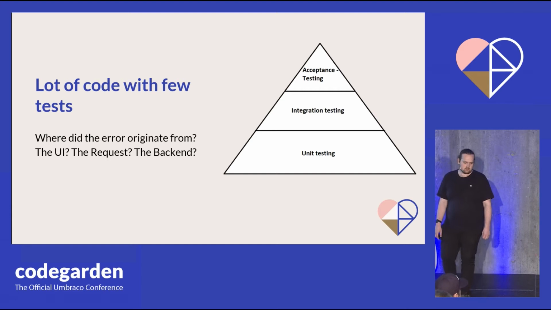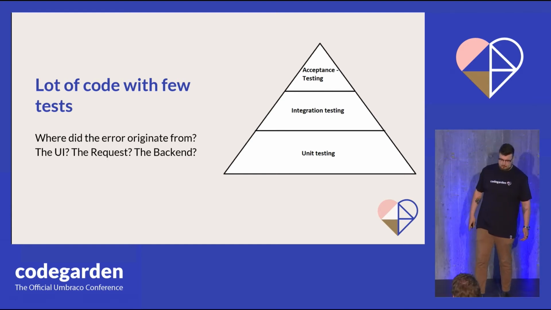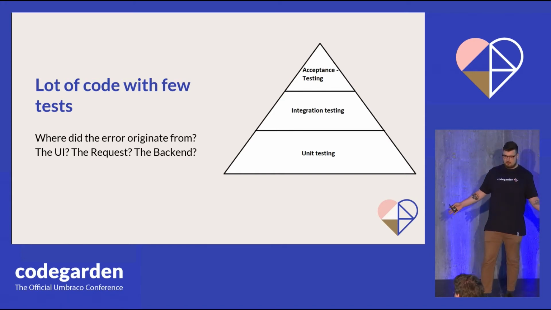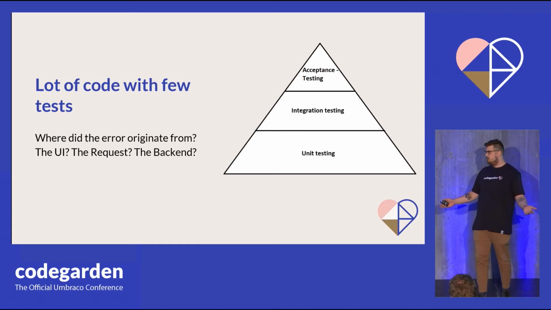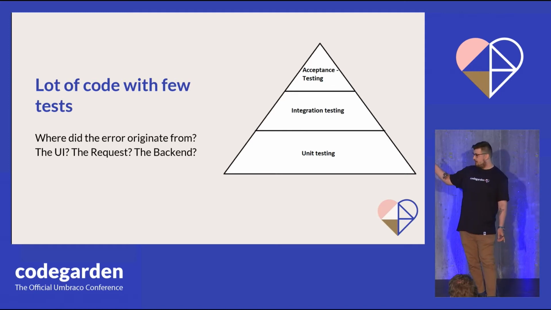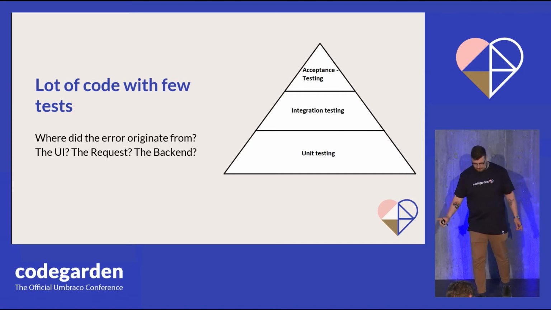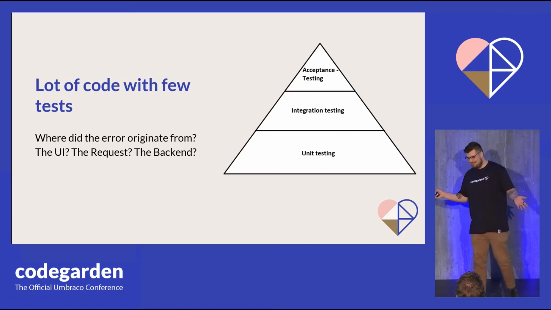You hit lots of code with few tests, but didn't we just have this as a pro? Yes, we did. But this also comes to bite you, because when we get an error, where does it originate from? Is it in the UI? Is it in the request? Is it in the backend? It's really hard to tell, but hopefully, I had a pyramid here, so hopefully you have an acceptance test fail, an integration test fail, and a unit test fail, and it'll be really easy for you to trace it all the way down. But in our experience, that's not the case.